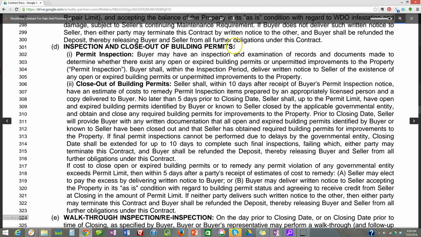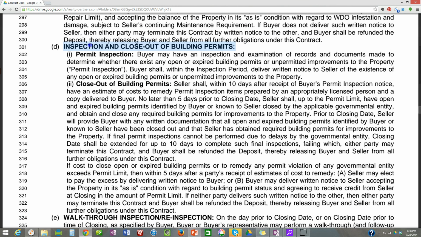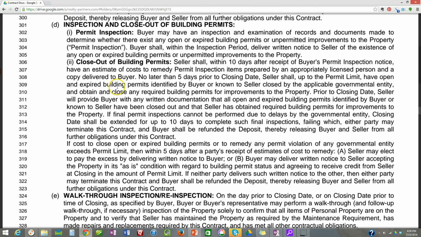Inspection and closeout of building permits, very important. In our area here, we had Hurricane Charley. A lot of homes were damaged. Contractors were overwhelmed. A lot of permits were pulled and opened and never closed out, especially when you go to Port Charlotte, Northport, in that area. And most of these contractors are no longer in business. So you want to make sure that there are no open permits. And again, the buyer has to give notice during the inspection period.